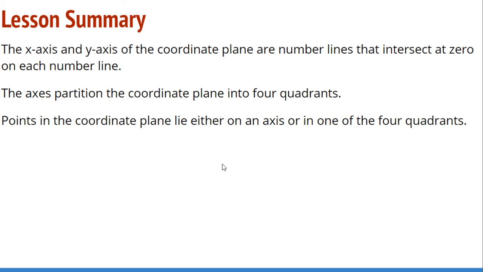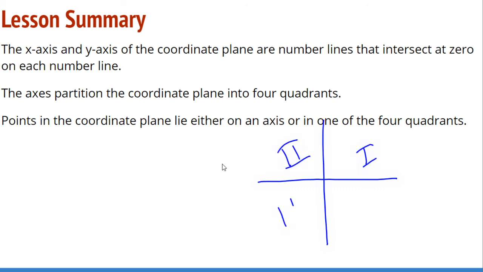So the x-axis and y-axis of the coordinate plane are number lines that intersect at 0 on each number line. The axes partition the coordinate plane into 4 quadrants. So here's x, here's y, 4 quadrants, 1, 2, 3, and 4. Points in the coordinate plane lie either on an axis or in the quadrant. So a point that is on the axis isn't in a quadrant, it's on the axis. So points can either be on the axis or they're in a quadrant.